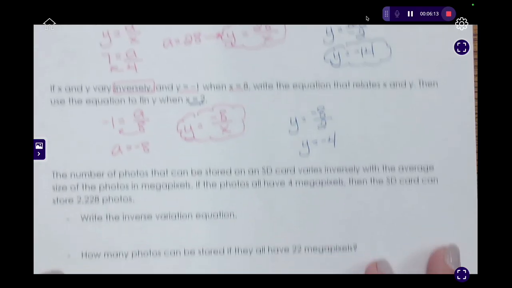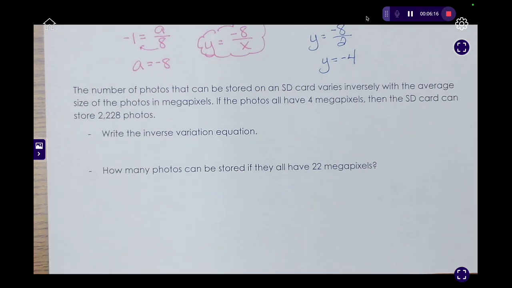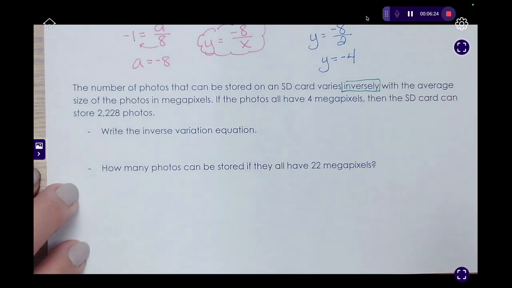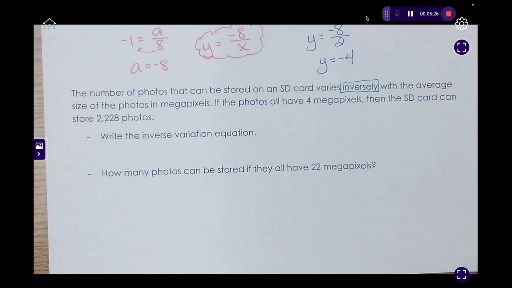All right, the next one is a word problem. Looking at the word problem, same concept. So looking at this, the number of photos that can be stored on an SD card varies inversely. So again, that's going to be the keyword, with the average size of the photos in megapixels. If the photos all have 4 megapixels, then the SD card can store 2,228 photos. So write the inverse variation equation first.